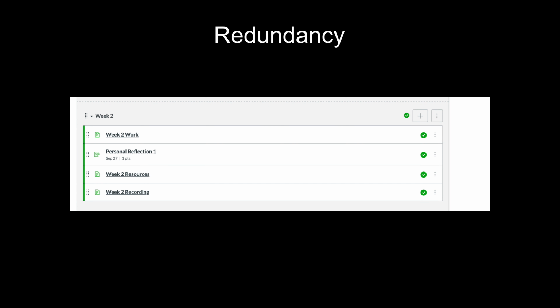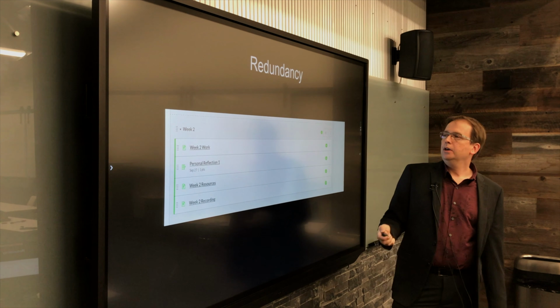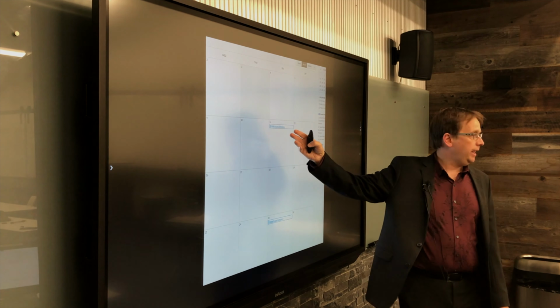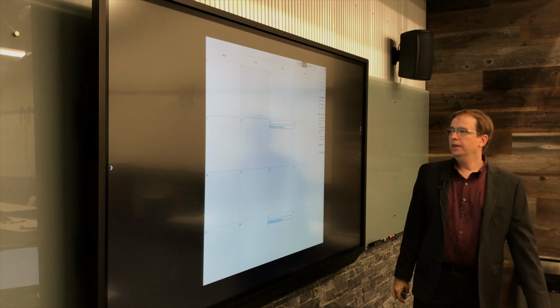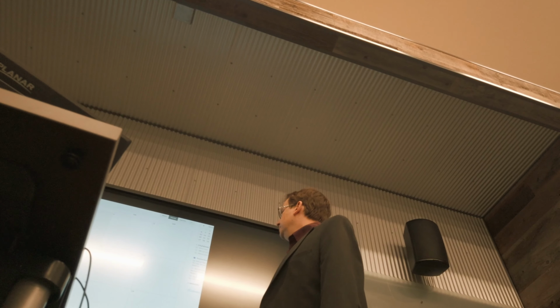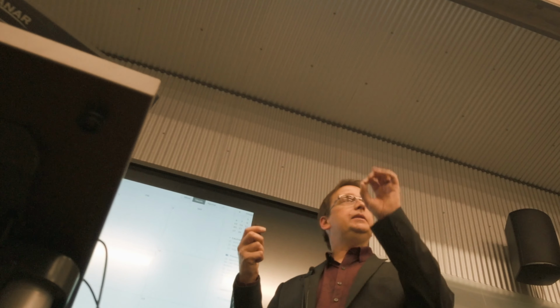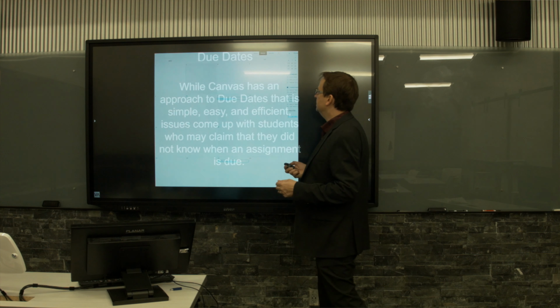Now, one thing that's pretty clear in Canvas is there's redundancy built in. So you will see, for example, even if you don't set some of this stuff up, the due date here on Personal Reflection 1, September 27th. You will also see that on the calendar tool, which is available on the Canvas shell for you and your students. You also see it on the assignment tab itself or discussion tab itself.